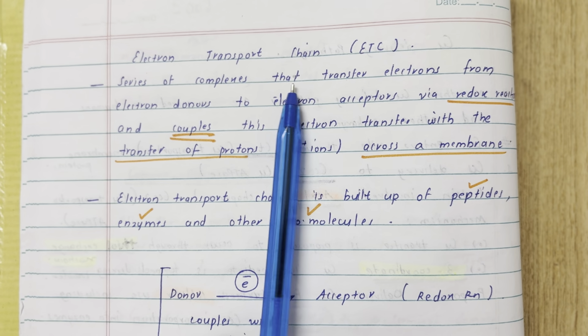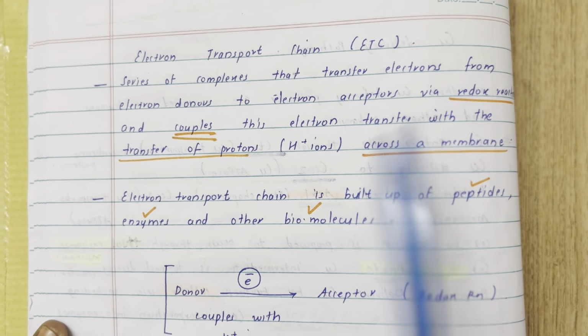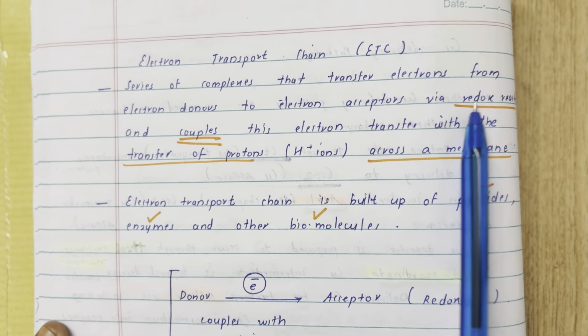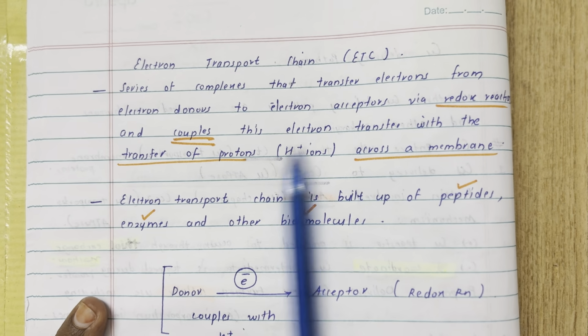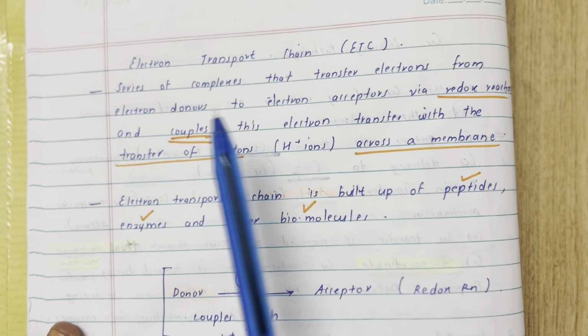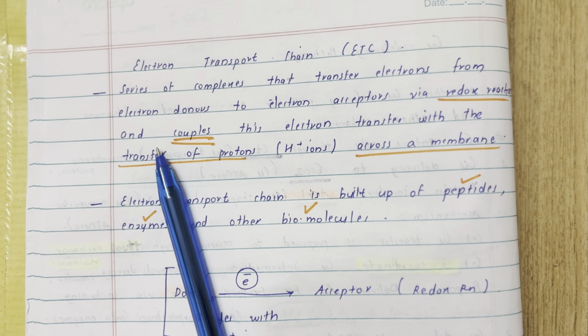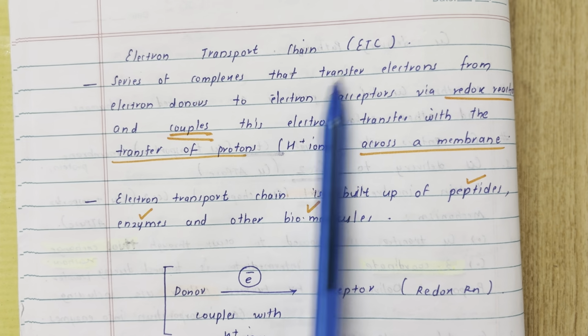So, electron transport chain. As you know, in a series of complexes, the electrons are transferred from donor to acceptor through a redox reaction, and these couple this electron transfer with the transfer of protons across the membrane. So this electron transfer is accompanied by the transfer of protons, and this is across the membrane.